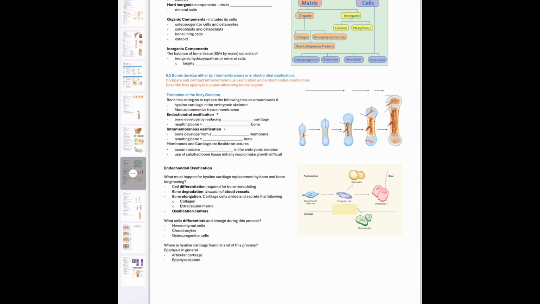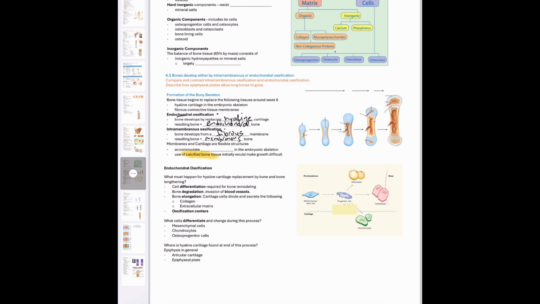What we start off with is going to differ. During the process of endochondral ossification, it says it in the name, chondral, we are referring to cartilage. We are going to start with hyaline cartilage, and the bone is called endochondral bone. During intramembranous ossification, the bone is going to develop from a fibrous membrane. The terminology is a little bit different here. We call this membranous bone.